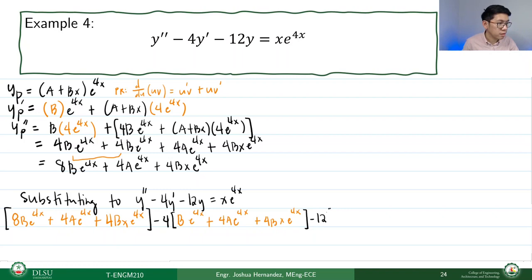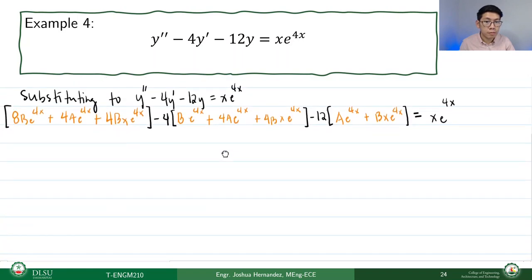Then minus 12, which is y, no? And that's a e to the 4x plus bxe to the 4x. Equivalent to, eto, xe to the 4x. Ayun, xe to the 4x. Ayan. So we have 8 here, 8b. So if we group yung similar terms together, if we group similar terms together, starting with xe to the 4x, no? So, 4xe to the 4x.